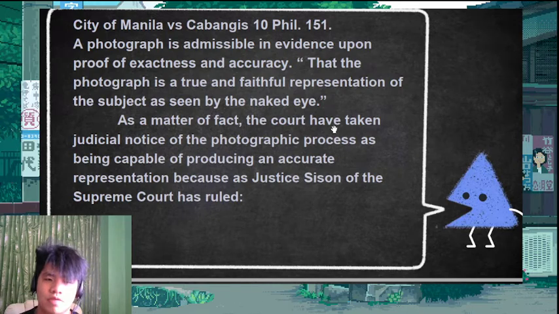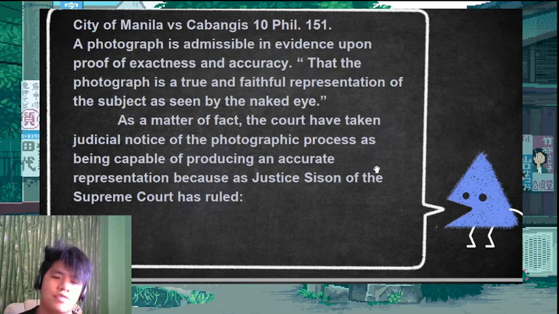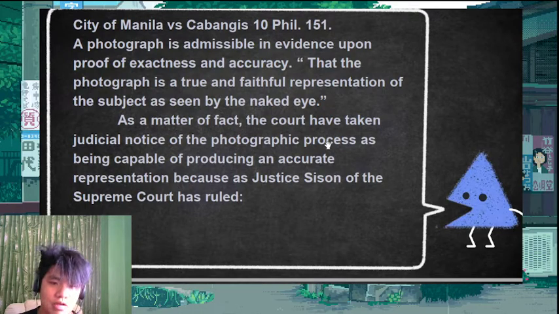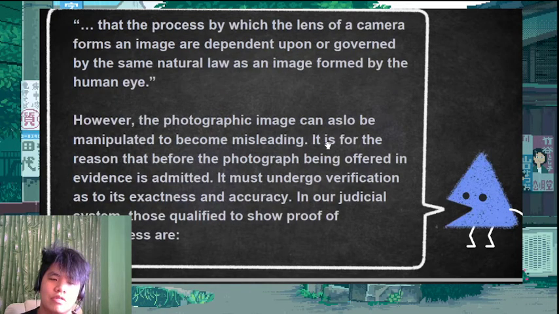So, City of Manila versus Cabangis. A photograph is admissible in evidence upon proof of exactness and accuracy. Sabi dito, that the photograph is a true and faithful representation of the subject as seen by the naked eye. As a matter of fact, the court has taken judicial notice of the photographic process as being capable of producing an accurate representation, because as Justice Season of the Supreme Court has ruled, the process by which the lens of a camera forms an image is governed by the same natural law as an image formed by the human eye.